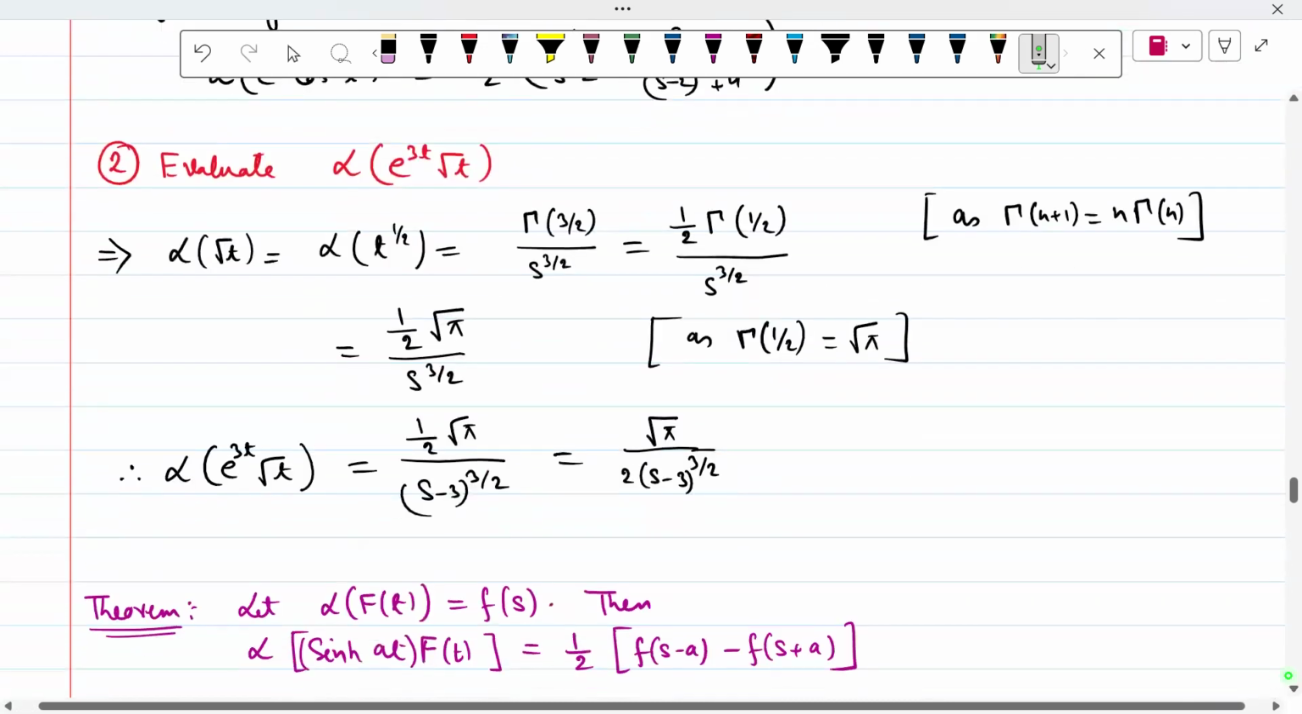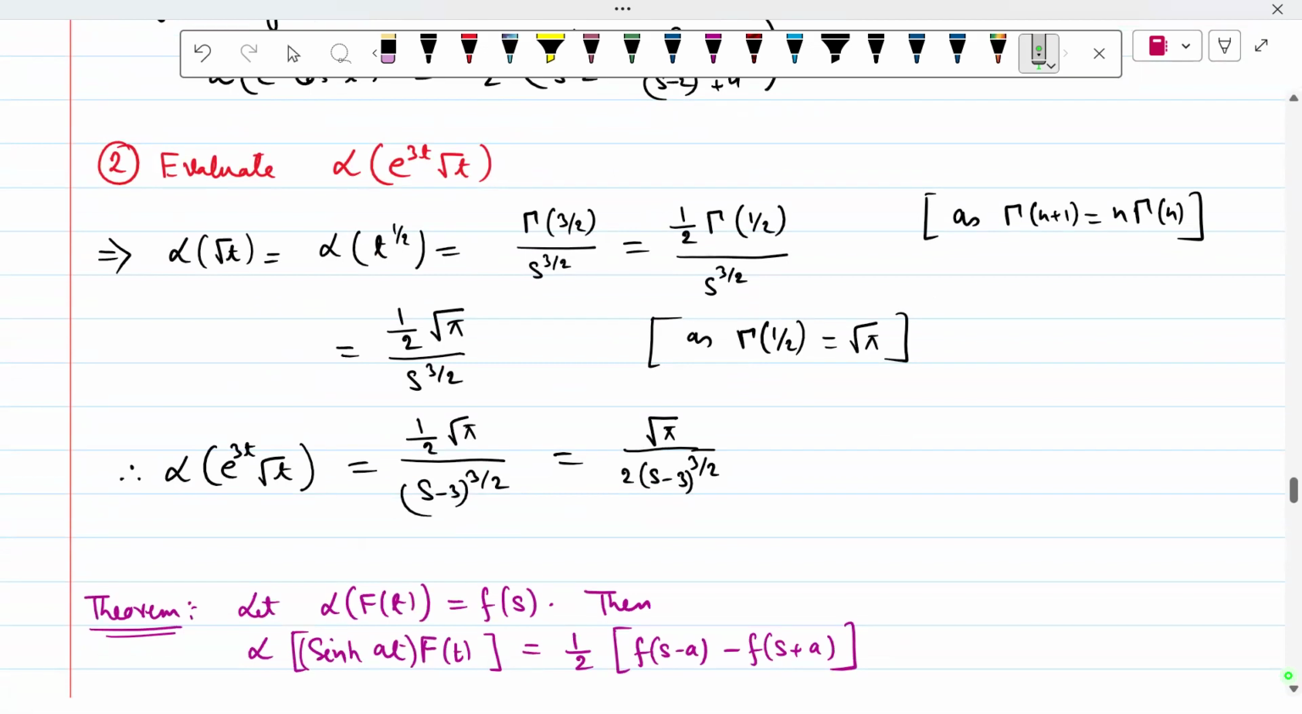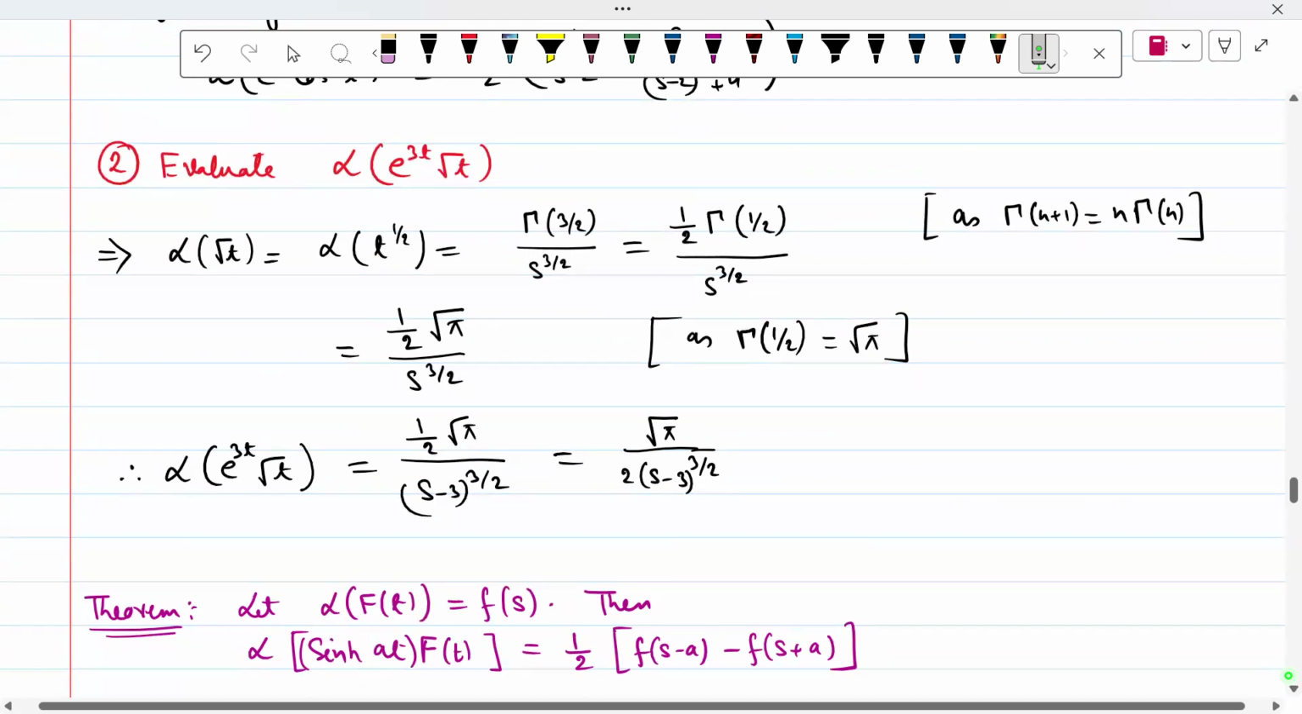Another example: find the Laplace transform of e to the power 3t times root t. So we'll first try to find the Laplace transform of root t, which can be written as t to the power half. The formula gives gamma 3 by 2 over s to the power 3 by 2. So that can be written as half gamma half.